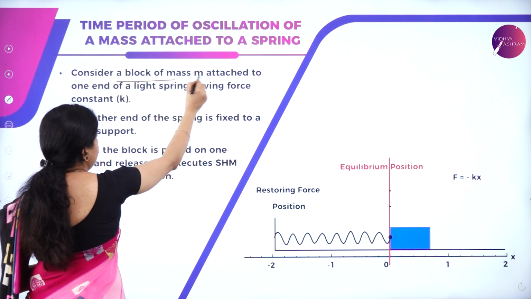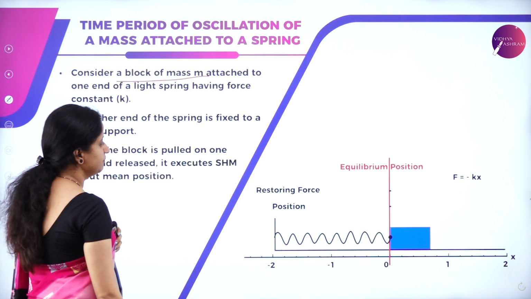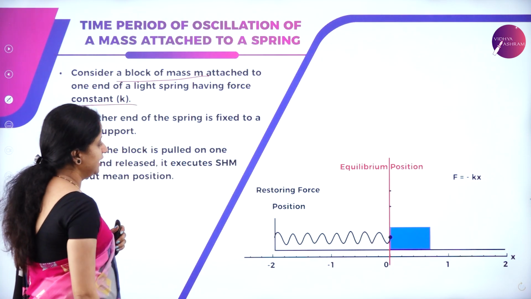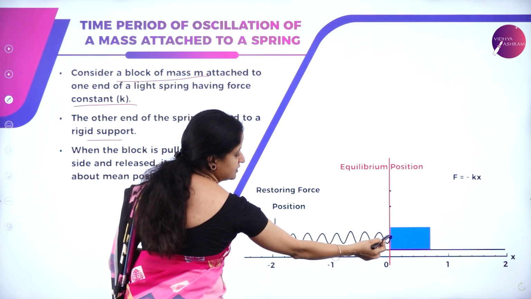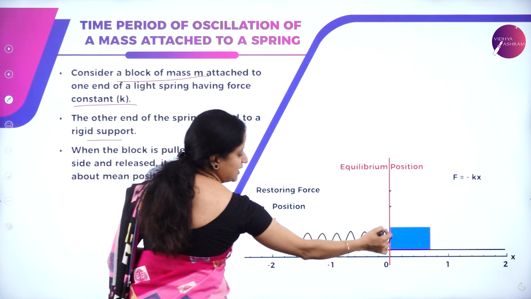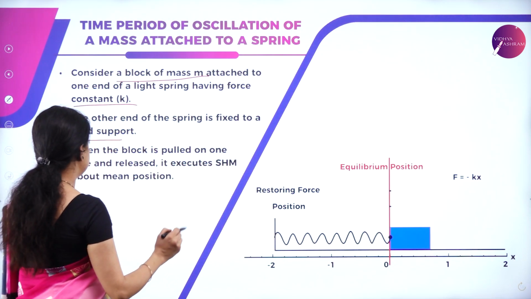So consider a block of mass m attached to one end of a light spring having a force constant k. The other end of the spring is fixed to a rigid support. You can observe here, it's a light spring. So this mass is attached at one end, and the other end of the spring is connected to a rigid support.